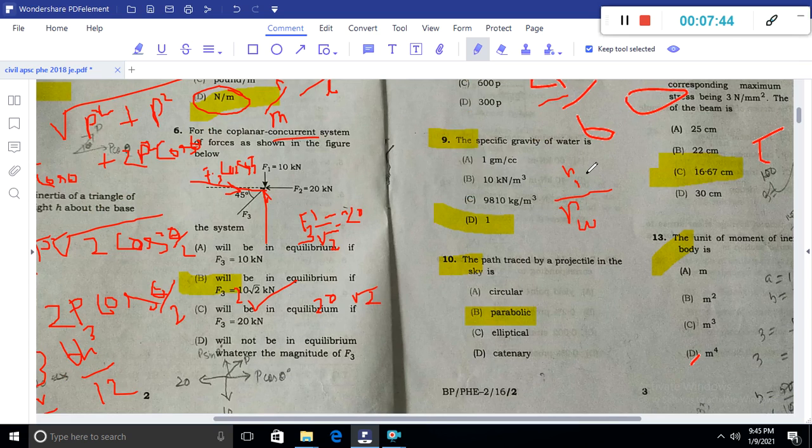Okay, the specific gravity of water. Specific gravity is nothing but γ solid by γ water, the ratio of γs to γ water. But for water, the specific ratio is, that means γs is equal to γw, that means γw cancels out and our correct answer is 1.